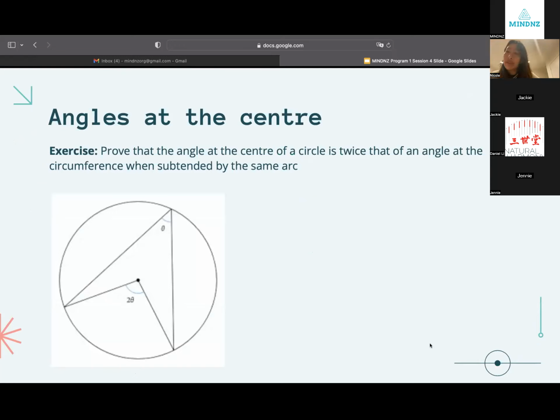I'm giving everyone an exercise. It would be great if we could all give it a try. I want you all to prove that the angle at the center of a circle is twice that of an angle at the circumference when subtended by the same arc. In the diagram, there's a smaller angle labeled theta, and we can see the 2 other points opposite the angle that touch the circle, which define the arc. We want to prove that the angle going from there to the center is double. Do we all understand the problem?